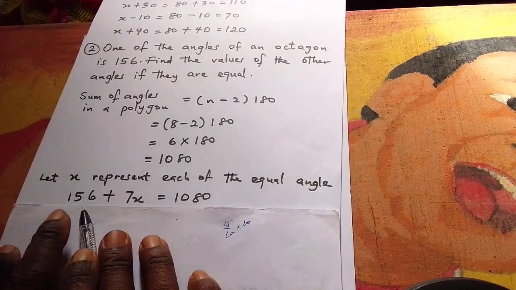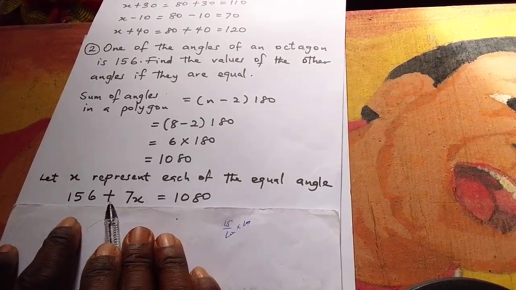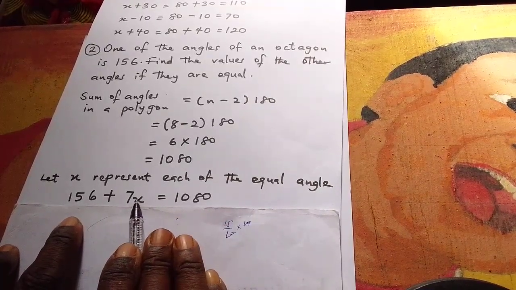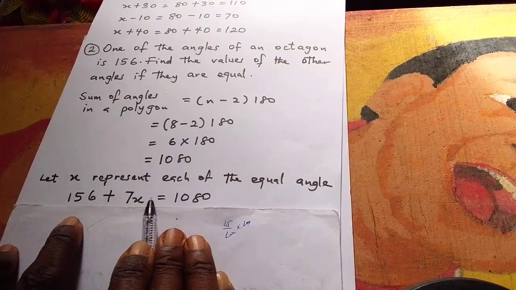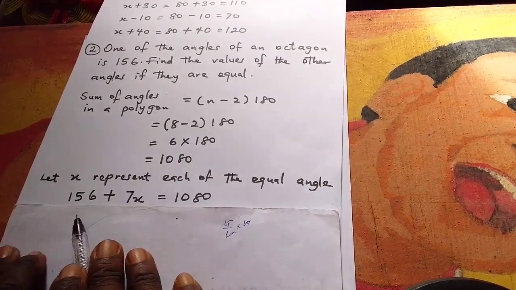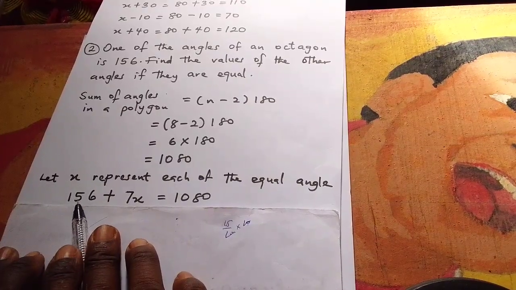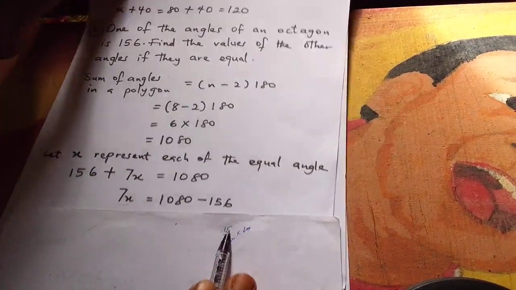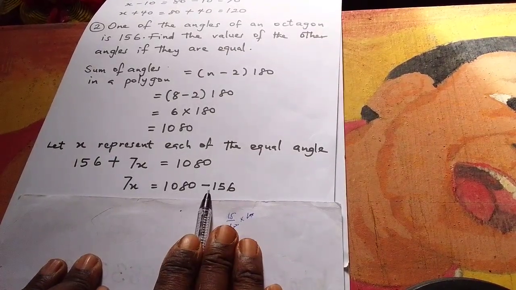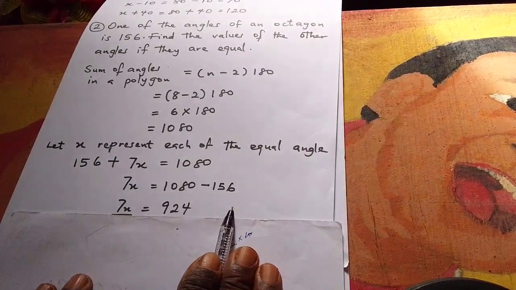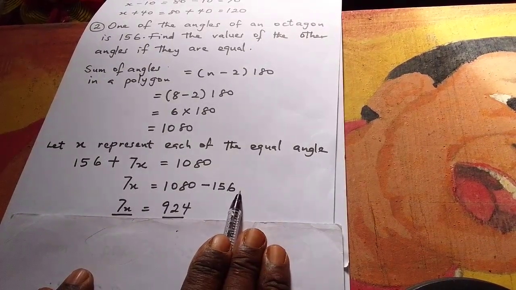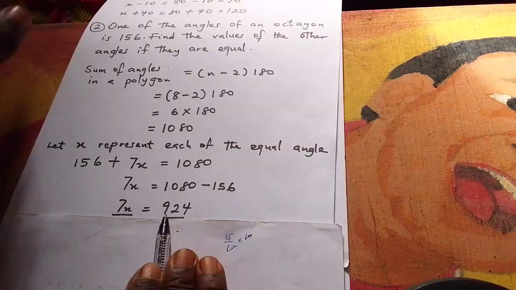So if you add the first angle plus the other angles, which are 7 together, represented by 7x, everything should sum up to 1080. From here you bring this 156 to this side. So 7x will be equal to 1080 minus 156, which gives us 924.